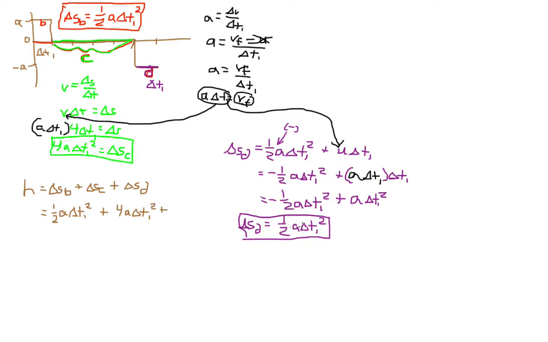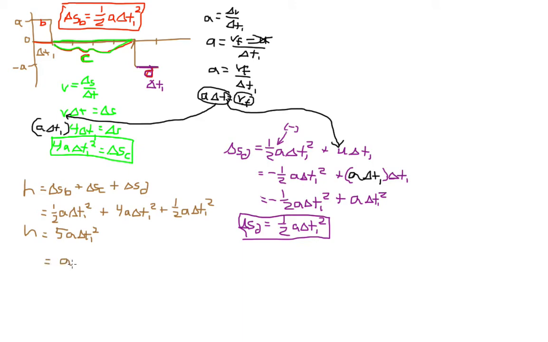squared plus this over here, this term, plus 1/2 a delta t squared. Now, look at this. This is so nice and tidy. This is 5a delta t1 squared. And that's our height.